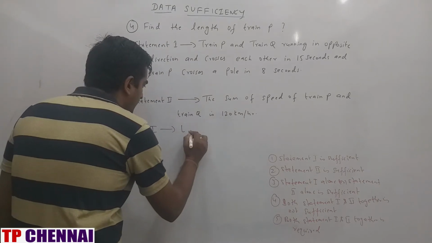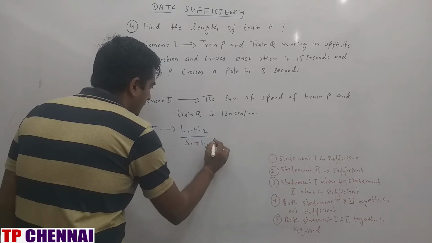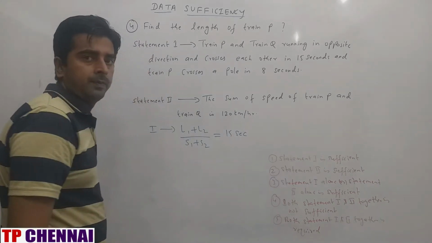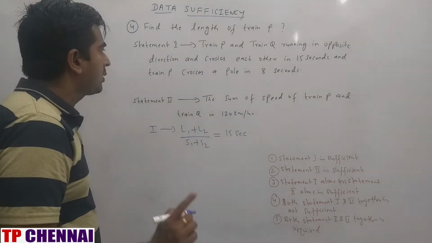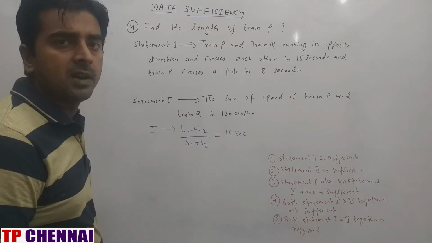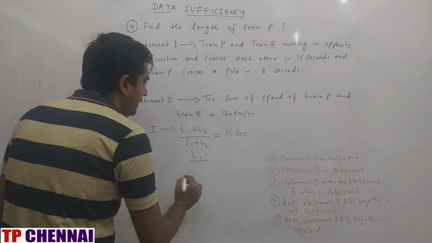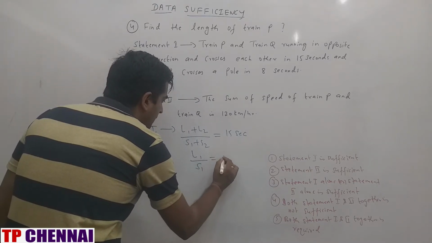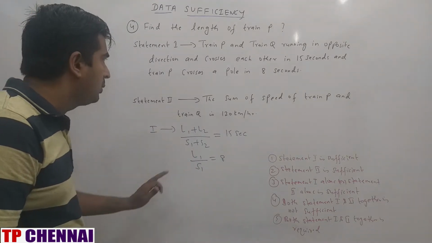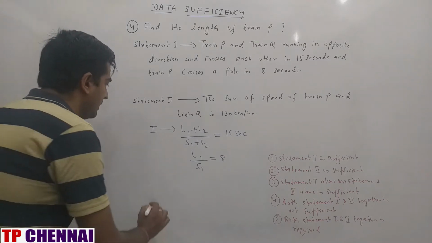Distance is L1 plus L2 and speed is nothing but S1 plus S2, and time is nothing but how much? 15 seconds. Then train P crosses a pole in 8 seconds. So whenever a train is crossing a pole, what is the distance covered by the train? The length of the train itself, which is L1 divided by S1 is equal to 8. This is from the first statement. Can I get the length of train P, which is L1? No, I can't get it.